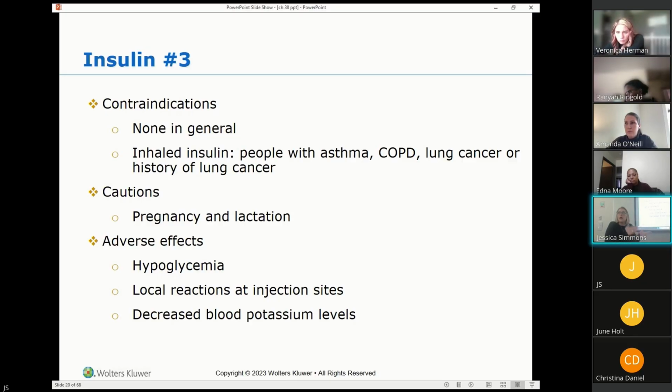Hypokalemia puts you at risk for what? Arrhythmias, dysrhythmias, cardiac arrest. Okay. Very, very important thing to know.